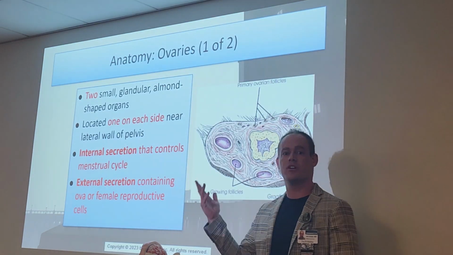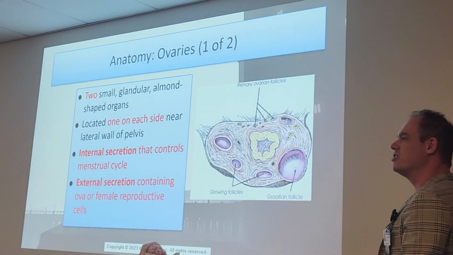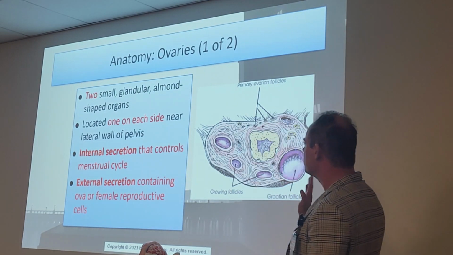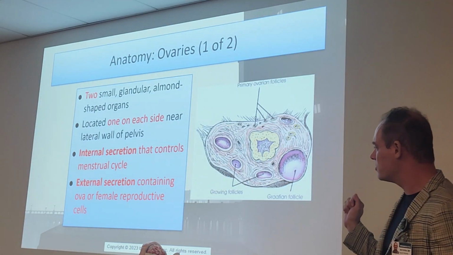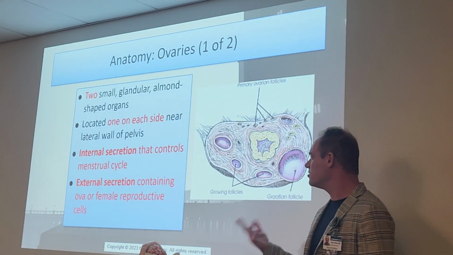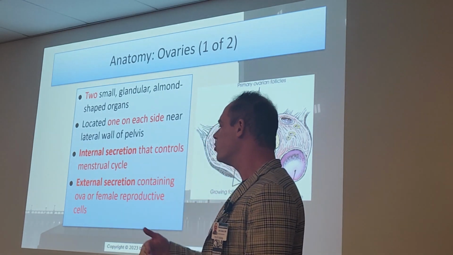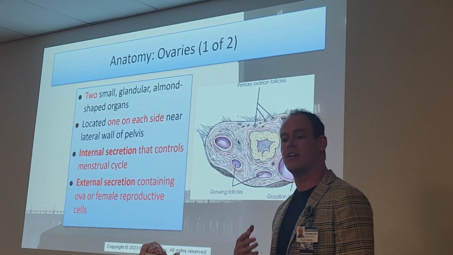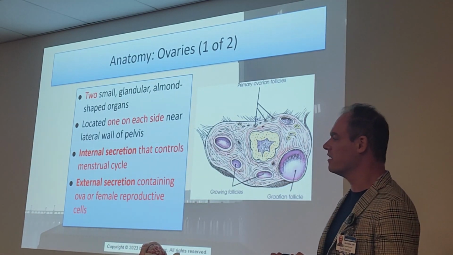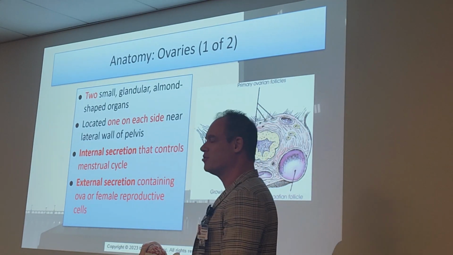Okay, so we're gonna break some of these parts down more specifically, guys. Talking about the ovaries first. That's two small glandular almond-shaped organs on each side of the lateral wall of the pelvis. Now, the internal secretion is what controls your menstrual cycle. External secretion is going to contain the ova or the female reproductive cells. So it's a combination of that internal secretion and external secretion, as those eggs move from the ovaries down the fallopian tubes and attach to the uterus. And once again, if those eggs aren't fertilized, it sloughs off, and that's how you have that menstrual cycle occurring. That's what it's called, sloughing off. It sloughs off the tissue.